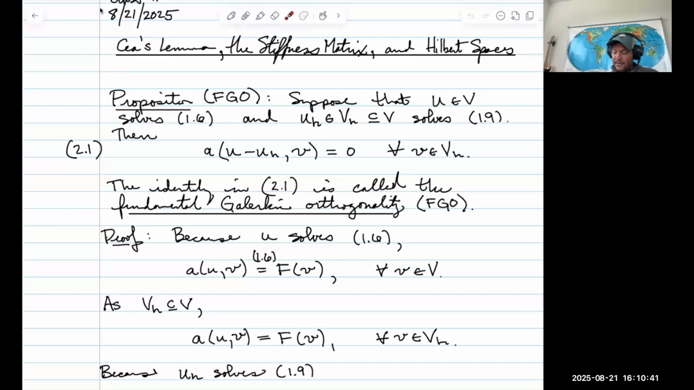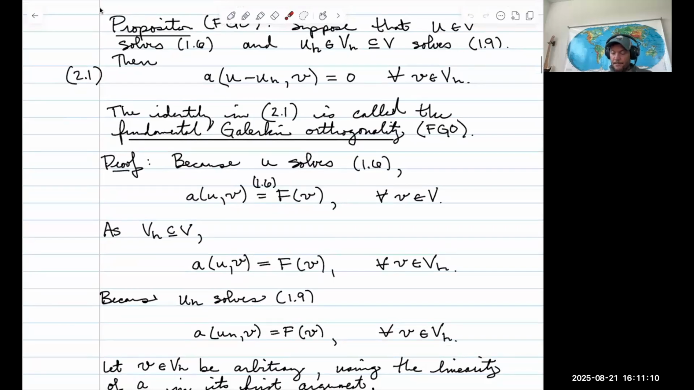So this is what we call the fundamental Galerkin orthogonality. If I take two vectors and I put them into an inner product and I find that when I test the one with the other in the inner product, I get 0, then we call those two vectors orthogonal. So essentially this vector and this vector are orthogonal in this metric. This identity, 2.1, is called the fundamental Galerkin orthogonality, FGO. And so let's see how we prove this.